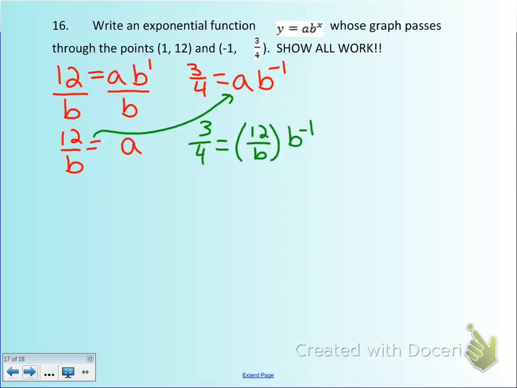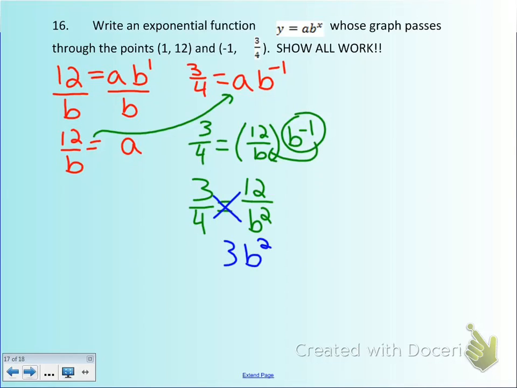So 3/4 equals 12 over b times b to the negative first. Now we get 3/4 equals. I'm going to flip this because this has a negative exponent. I'm going to flip it down to the bottom with this other b. So I'm going to end up with 12 over b squared. Now we have two fractions that are equal to one another. So we're going to do something we haven't done in a while, and that's cross multiply. So we have 3b squared equals 48. So b squared equals 16. Square root both sides, and b equals 4.